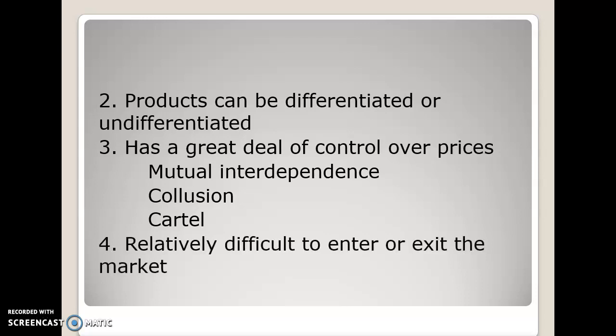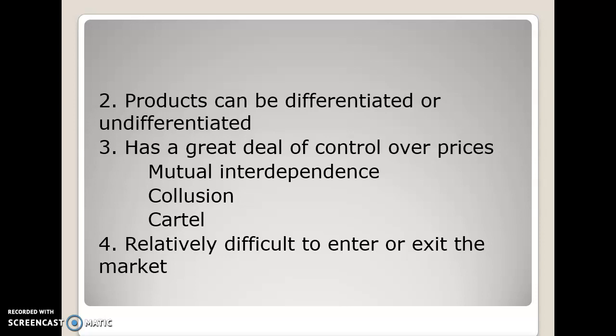Number 4. Another characteristic of an oligopoly is that it is relatively difficult to enter or exit the market. Reasons for such difficulty mostly has to do with the price. There are few competitors because it is so expensive to get into the market. Again, the example is the auto industry. It is very expensive to mass produce vehicles, so it would be very difficult to join that industry.